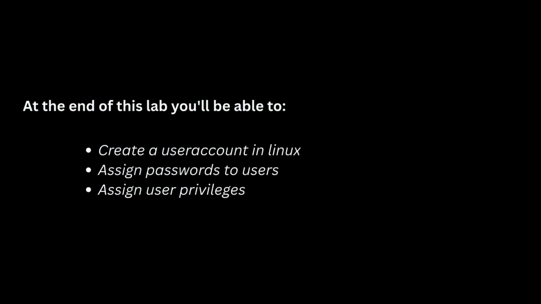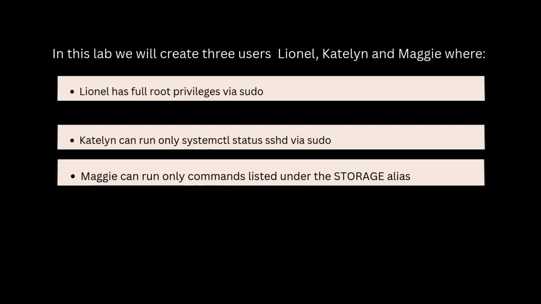So at the end of this lab, you'll be able to create a user account in Linux, assign passwords to users, and assign user privileges. In this lab, we're going to create 3 users, Lionel, Kathleen, and Maggie. Lionel has full root privileges via sudo, Kathleen can only run systemctl status sshd via sudo, and Maggie can only run commands listed under the storage alias.